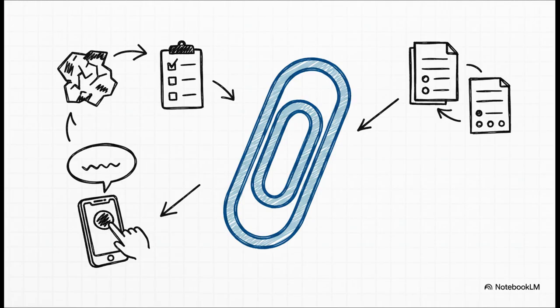Just imagine this. You take a quick photo of your messy, handwritten notes from a meeting, and boom, it instantly turns them into a clean digital to-do list. Or how about uploading a 20-page PDF and getting a perfect summary in like seconds? This is where AI stops feeling like a toy and becomes a seriously practical tool.